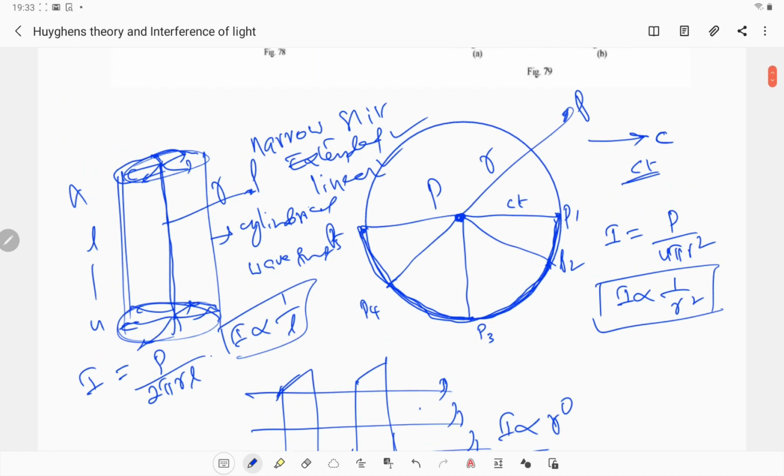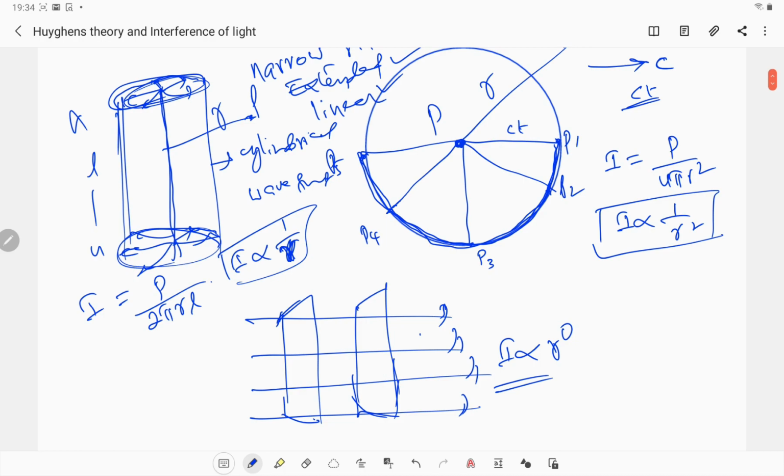See, wavefront means the locus of all the points which are in the same phase. Using the locus we can visualize the wave. For a point source, the wavefront is spherical, and intensity is directly proportional to 1 by r squared. If the source is a narrow slit or extended or linear source, the shape of the wavefront is cylindrical, and intensity I is proportional to 1 by r. So here I is proportional to 1 by r, there 1 by r squared.